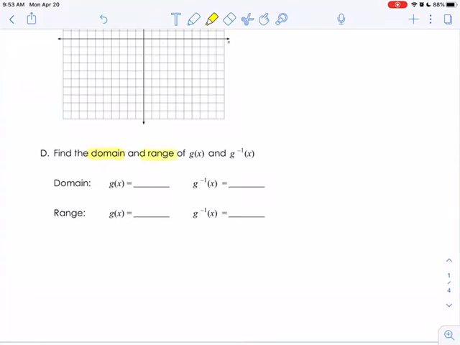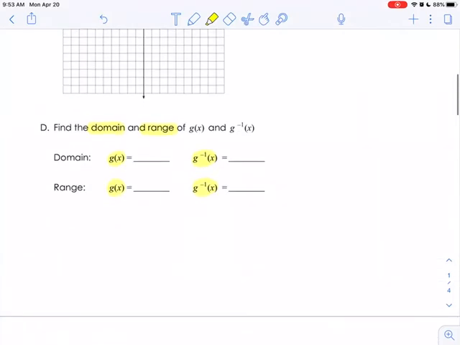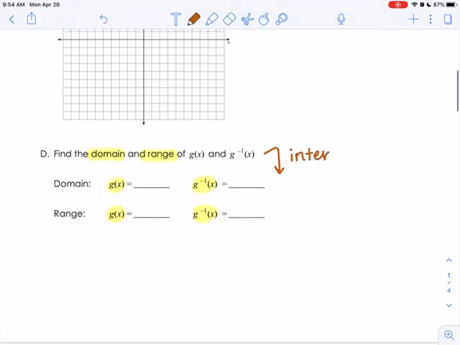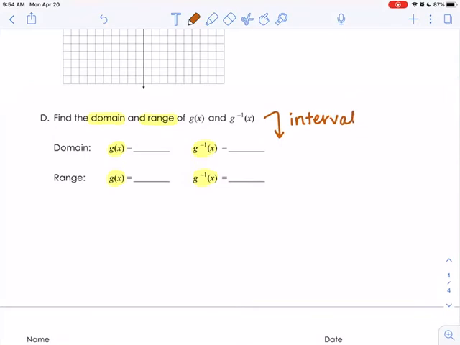First you're going to find the domain of g of x and the range of g of x, and then you're going to find the domain of the inverse and the range of the inverse. Go ahead and put this in interval notation. Interval notation is brackets and parentheses, okay?